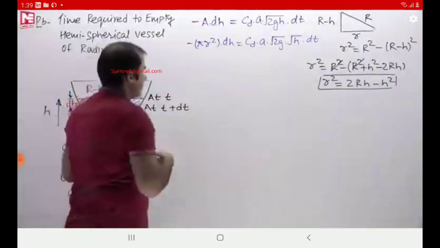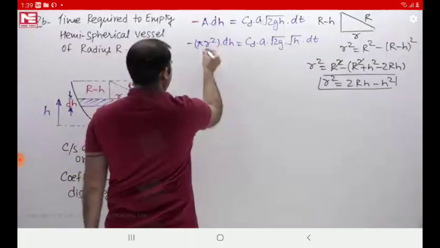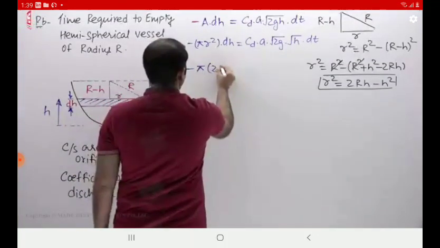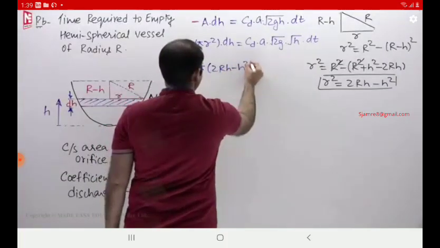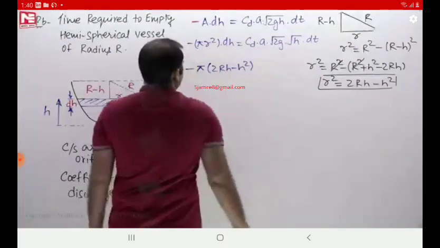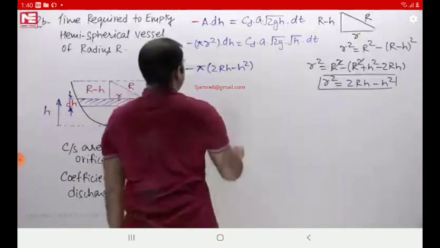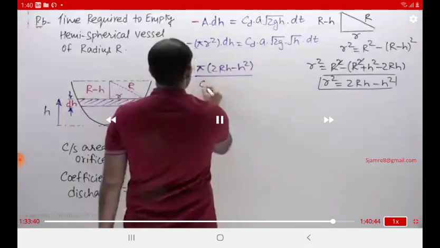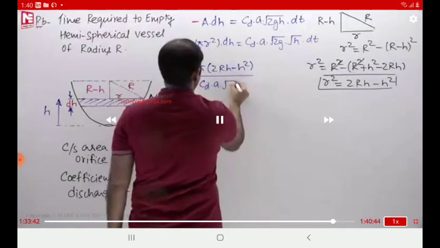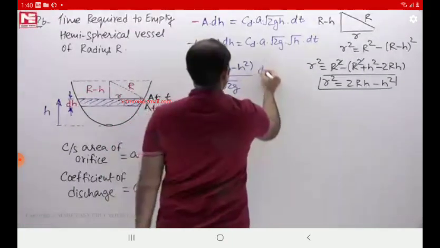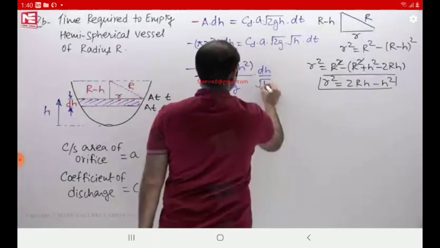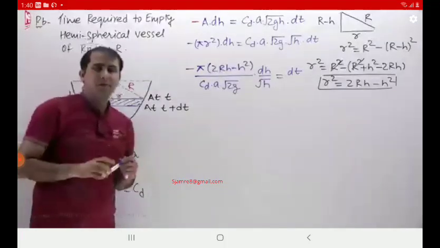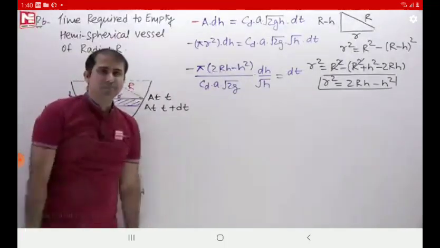So for your information, this thing becomes minus pi (2rh minus h square), and this is divided by this: CD multiplied by A multiplied by root of 2g multiplied by dh upon root of h is equal to dt. Am I getting the point or not?